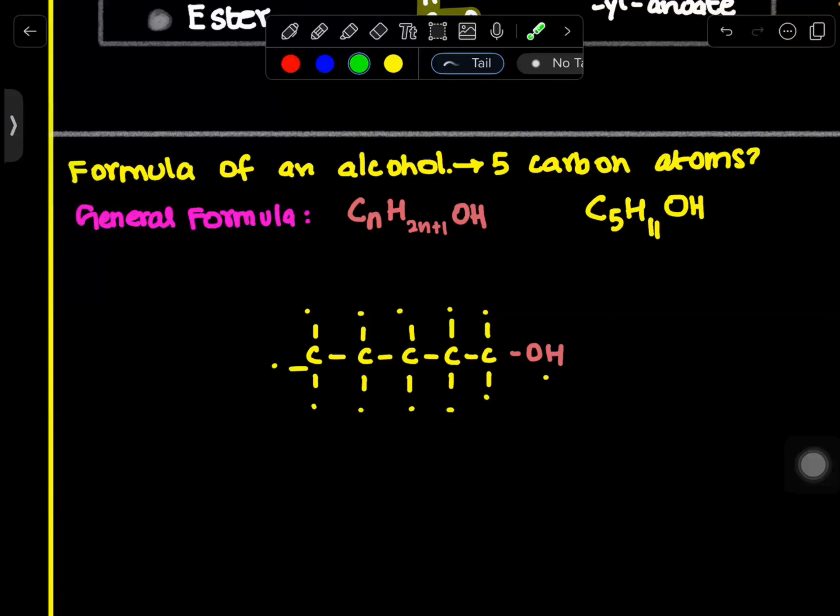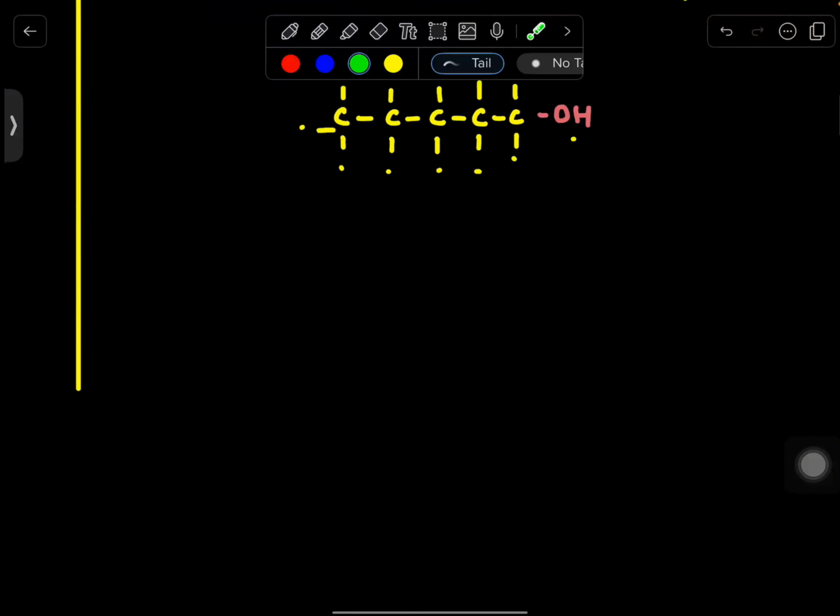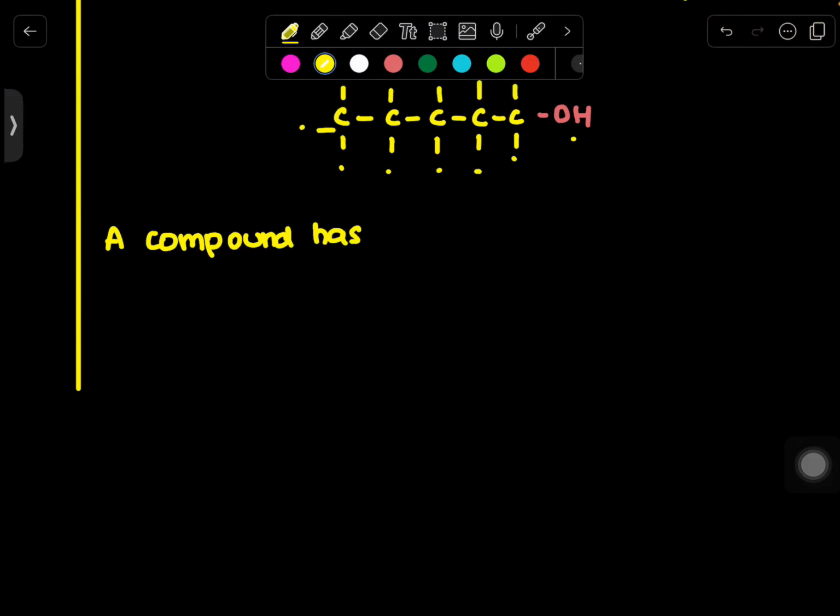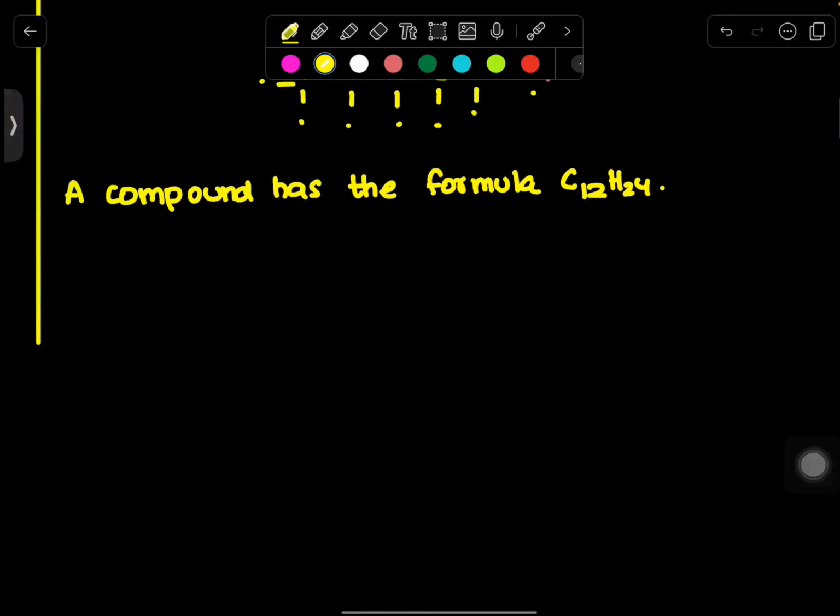All right, let's do one more example. So the question here tells you that a compound has the formula C12H24, and you have to tell me the homologous series that it belongs to. Now this is reverse working. Can you guess the homologous series from the formula itself? Can you please help me with that?